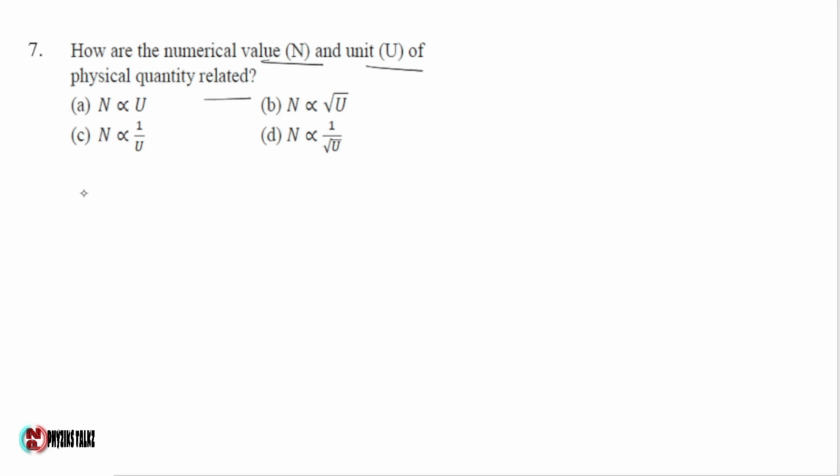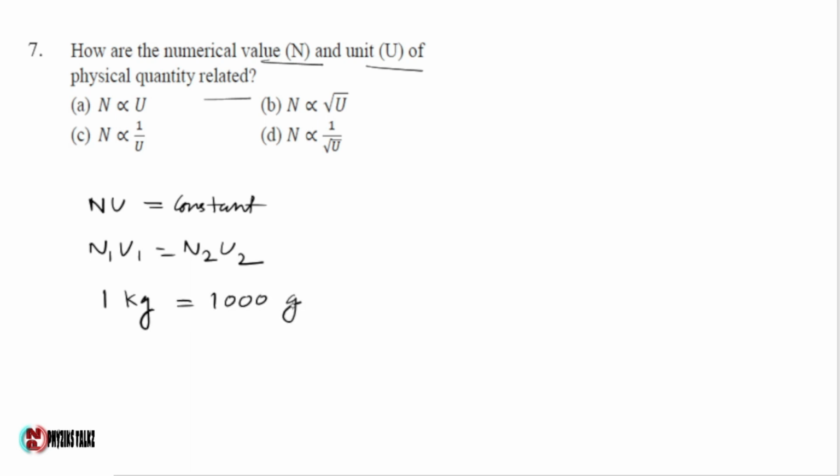Now the relation between numerical value n and unit u is given by nu is constant, or n1 u1 equals n2 u2. For example, 1 kg equals 1000 gram. This equation always holds, and this is the n1, this is the u1, this is n2, and this is u2. So the relation is n proportional to 1 by u. So the correct option is option C.